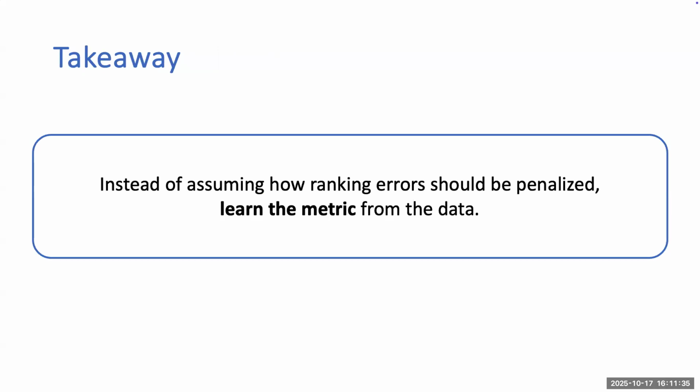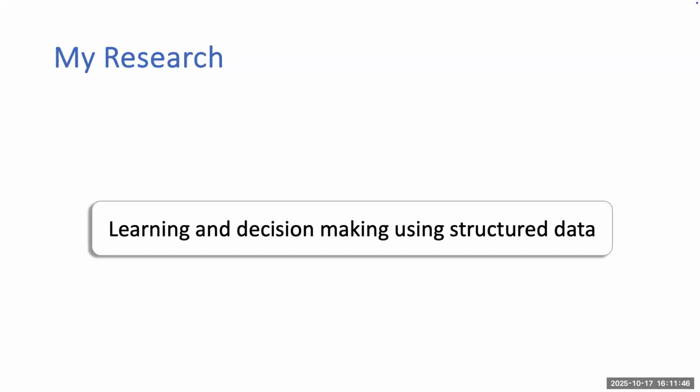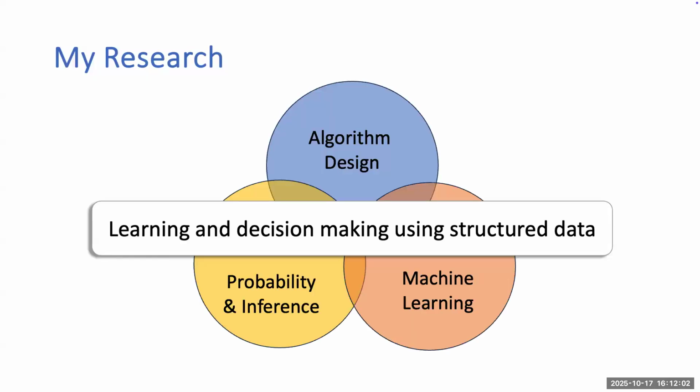The main takeaway is that instead of assuming how ranking error should be penalized, learn the metric from the data as well. And for finishing up, if you see another talk from me, it usually has some graph network data, which wasn't the case for this. But my research in general is on learning and decision-making using structured data. There are three different areas that I'm trying to connect: algorithm design, probabilistic inference, and machine learning theory.